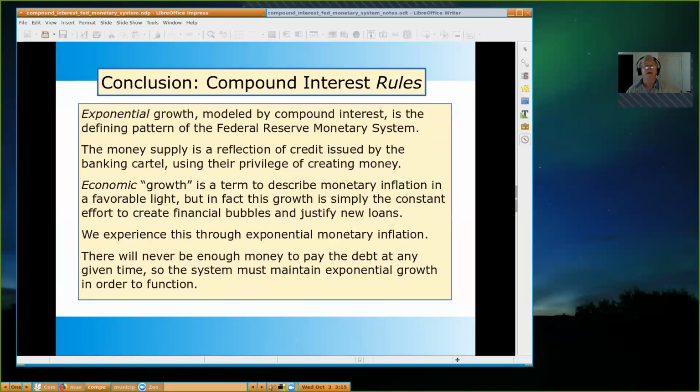Okay, conclusion: compound interest rules. Exponential growth modeled by compound interest is the defining pattern of the Federal Reserve monetary system. The money supply is a reflection of credit issued by the banking cartel using their privilege of creating money. Economic growth is a term to describe monetary inflation in a favorable light, but in fact this growth is simply the constant effort to create financial bubbles and justify new loans. We experience this through exponential monetary inflation. There will never be enough money to pay the debt at any given time, so the system must maintain this exponential growth in order to function.